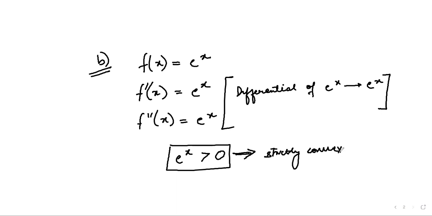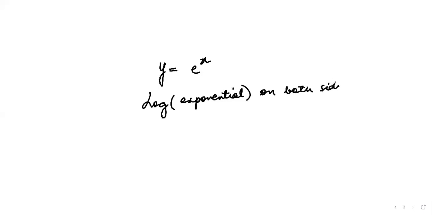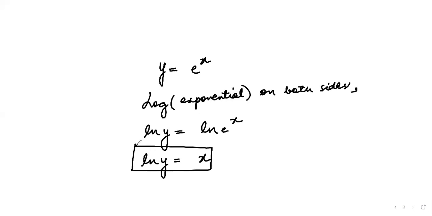By the way, just a small thing if we want to do that. If I take y is equal to e to the power x and I take log on both sides, just a small thing that I'm doing, then ln y will be ln e to the power x. ln y will be x. This is in a way the inverse form.